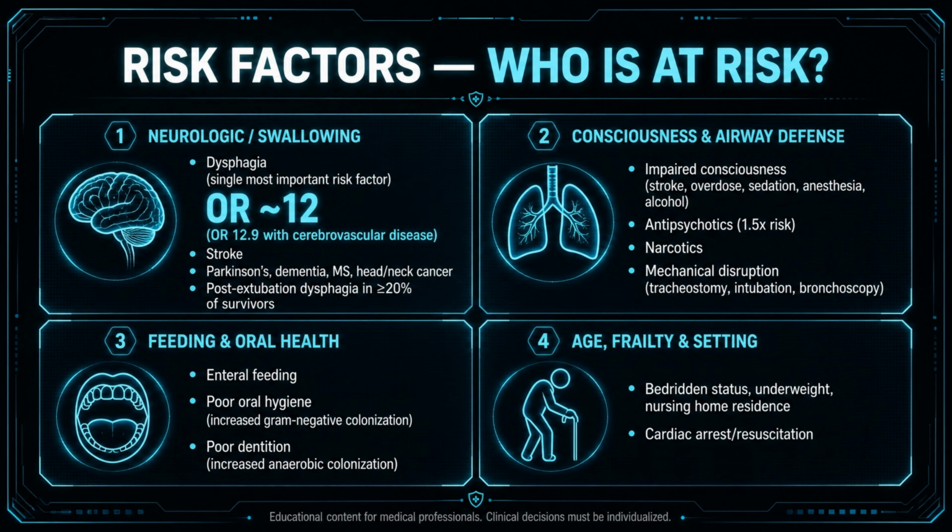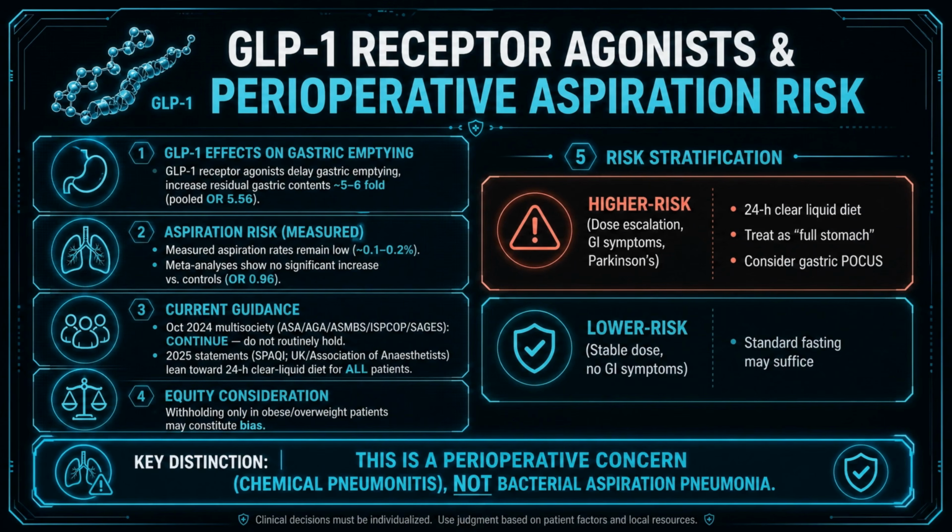Feeding methods and oral health play a major role. Enteral feeding, especially with gastric dysmotility, increases risk. Poor oral hygiene leads to increased gram-negative colonization, while poor dentition increases anaerobic colonization. Finally, advancing age, frailty, being bedridden, underweight status, nursing home residence, and a history of cardiac arrest all significantly compound the risk. Let's address a very current topic: GLP-1 receptor agonists and perioperative aspiration risk.